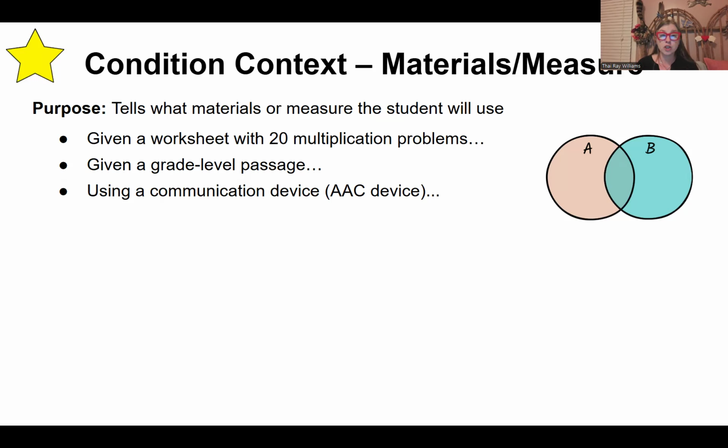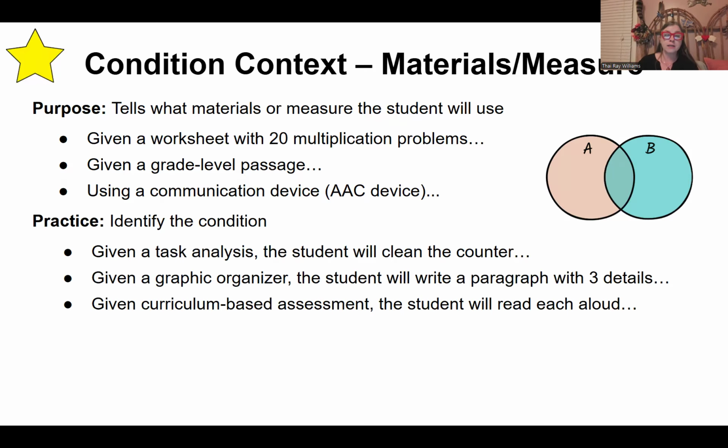The next one, using, notice it's not "given," but it could be "given," using a communication device, and that would be that AAC, augmentative and alternative communication device, and that is a material. Now, again, I wanted to show you some different ways to write conditions. So this one says "using a communication device," but it would be absolutely appropriate to put "given a communication device."